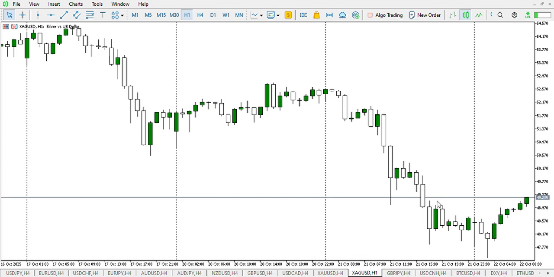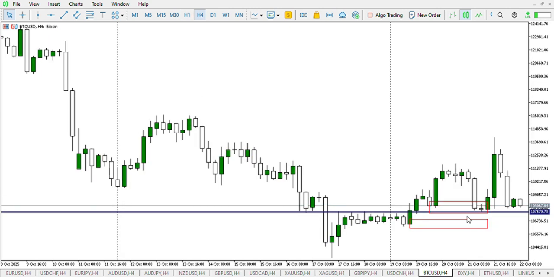On silver, so now let us look at BTC USD. You can see this was the support we marked yesterday, and we can see price rejected from this zone up, and price is accumulating back to this range.